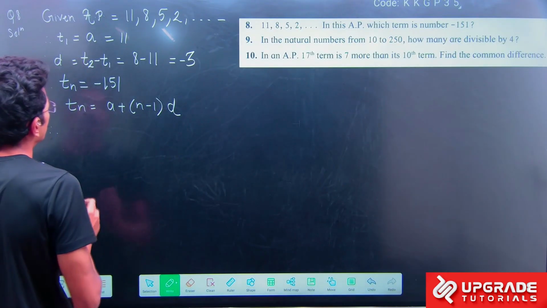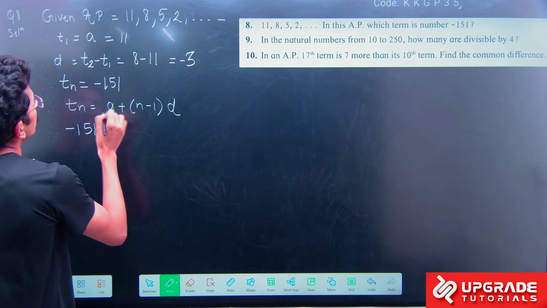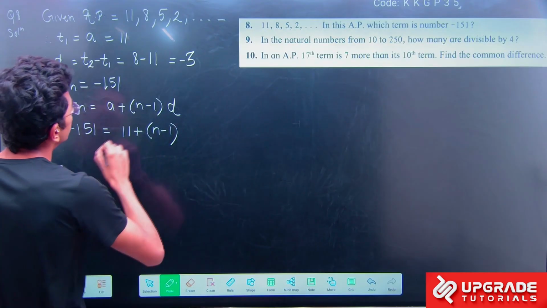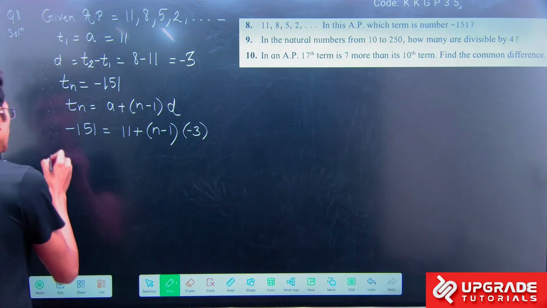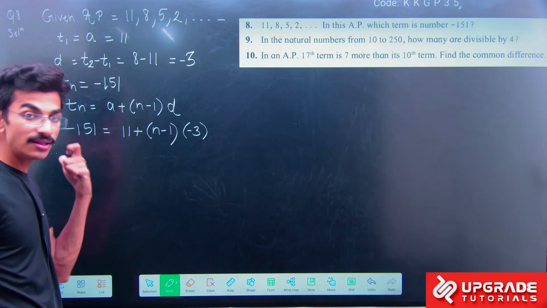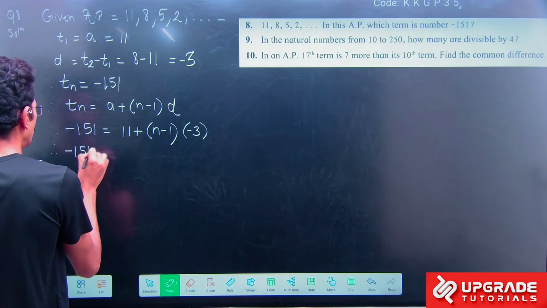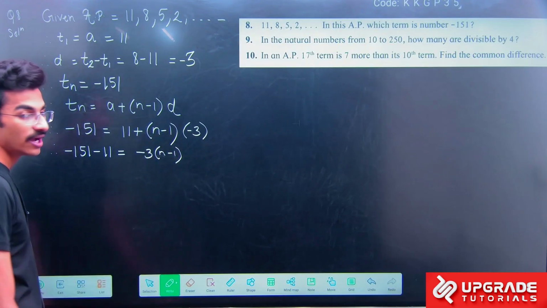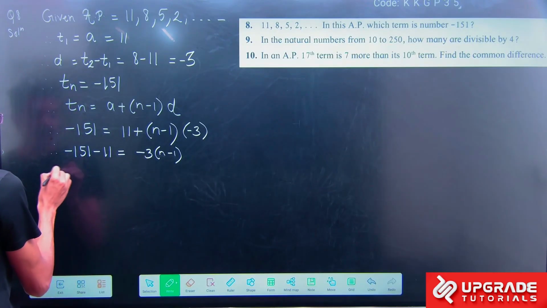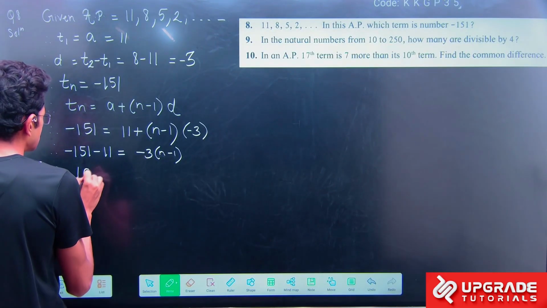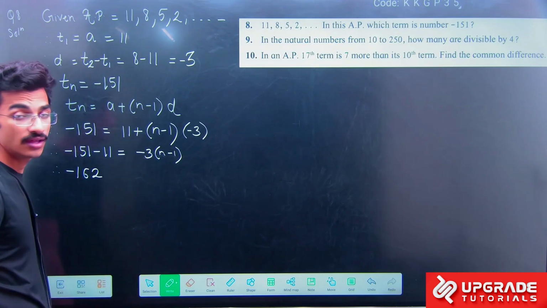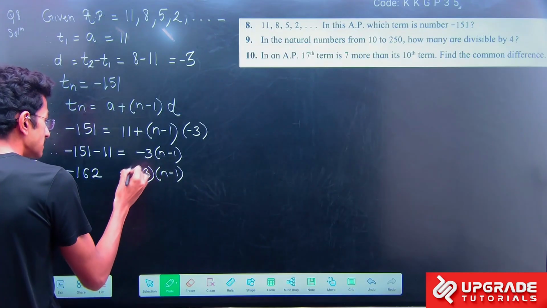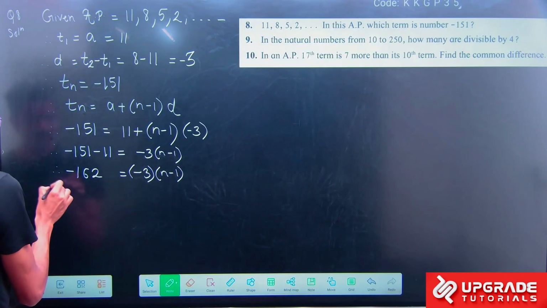Therefore Tn is equal to a plus n minus 1 into d. What is the value of Tn? Minus 151. What is the value of a? 11. We don't know the value of n, and the value of d is minus 3. Again, plus 11 going to the other side becomes minus 11. Minus 151 minus 11 is equal to minus 3 into n minus 1. Just minus 3 is written in front, nothing else. Minus 151 minus 11, yes, it is minus 162, which is equal to minus 3 of n minus 1. Minus 3 is multiplied here, on going to the other side it will be divided.